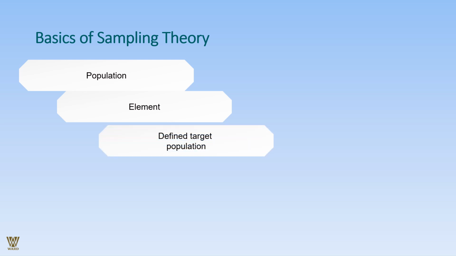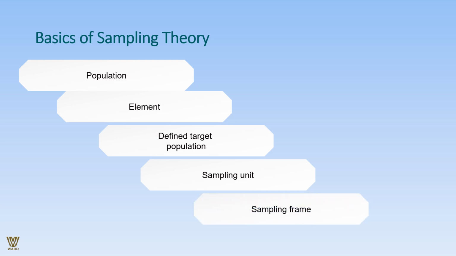Basics of sampling theory. One is the population. In populations, we try to bring out the elements that we need to study. Define the target population then and there. Probably now is the time when we figure out the sampling unit and the sampling frame. So from populations to elements, elements to the target population, to the sampling unit, to the sampling frame.